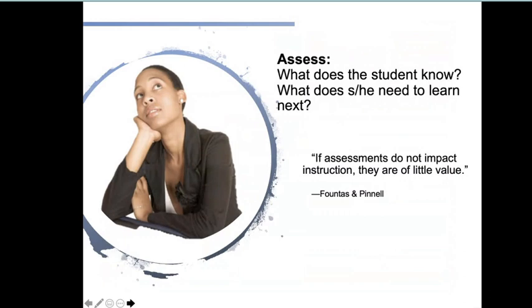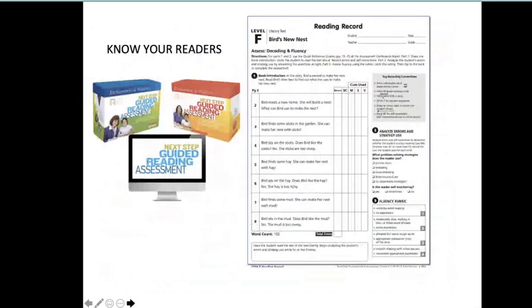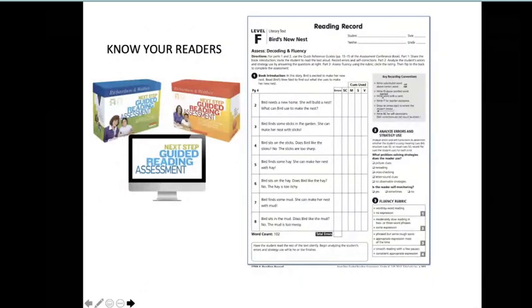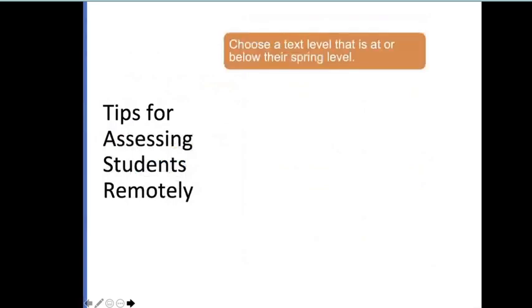Of course, use an assessment tool such as the Next Step Guided Reading Assessment, or you may have other assessment tools that are going to be helpful to you, but delivering a running record is critical. This is the way that you can determine and pinpoint a focus for instruction. It not only tells you what their text level is, but it also tells you what they need to learn next. So, tips for assessing your students remotely: if your students were striving readers when we left school in the spring, you definitely want to begin at a lower text level than where they were in March, for sure.